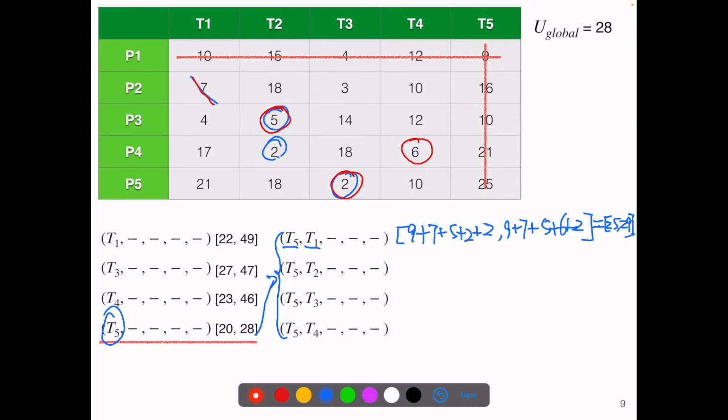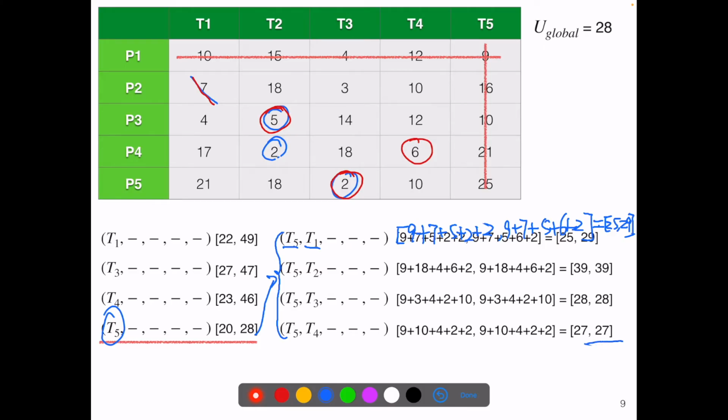Please pause the video and see if you can come up with the upper and lower bounds for the rest of the 3 partial solutions. See, the last partial solution further reduced the global upper bound to 27, and this would allow us to immediately throw away these 2 partial solutions and also this partial solution. Now we are left with 1, 2, 3, and 4 partial solutions for future investigation.